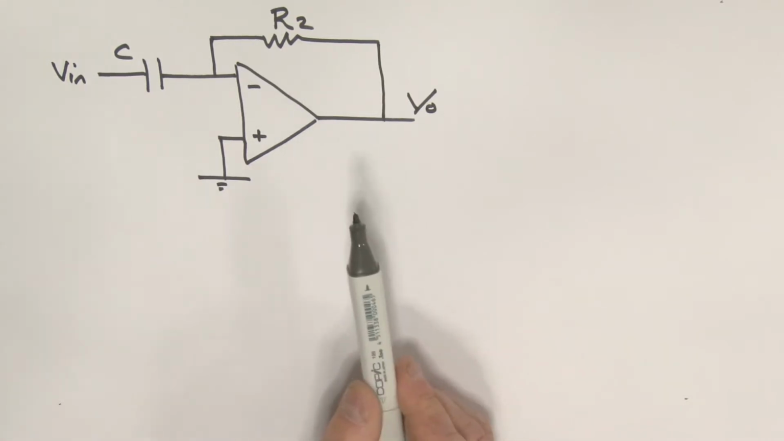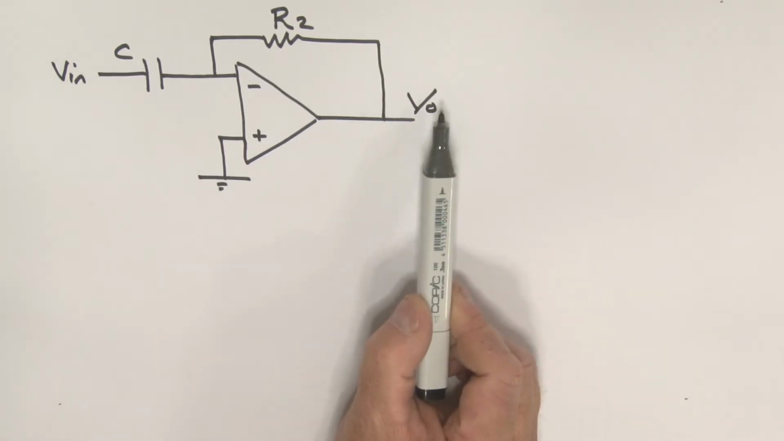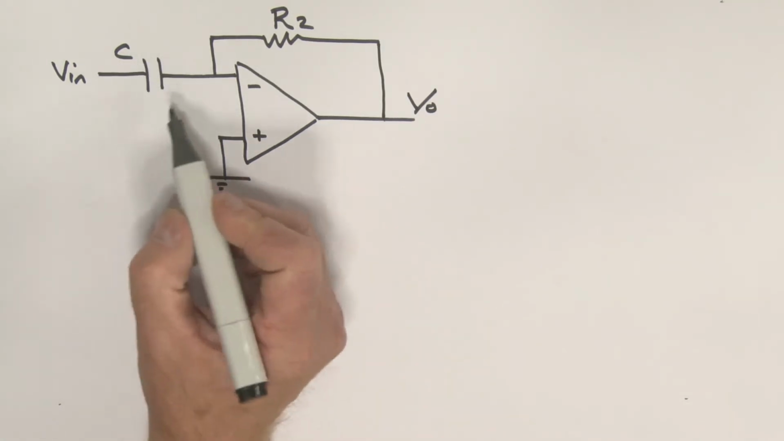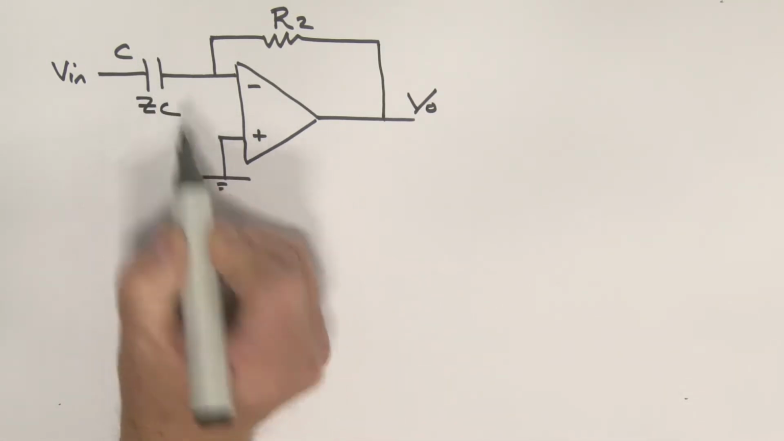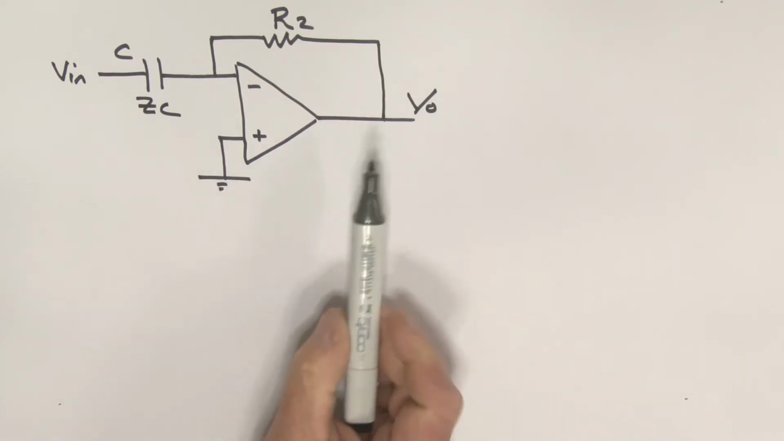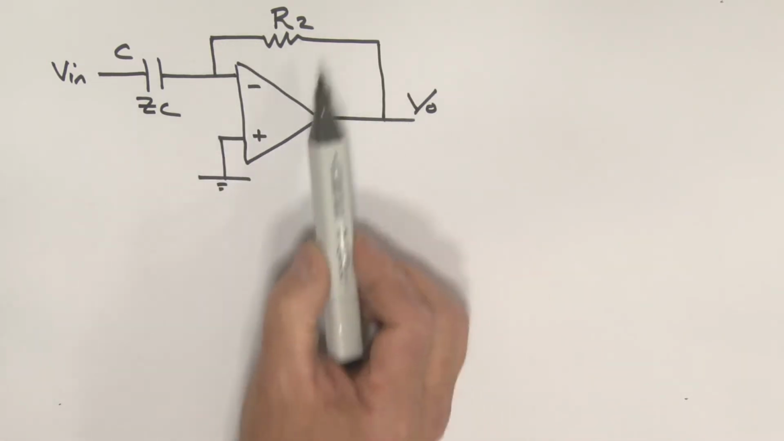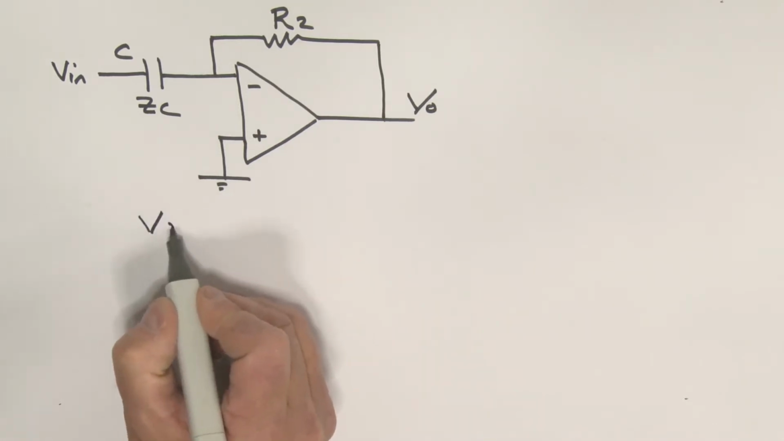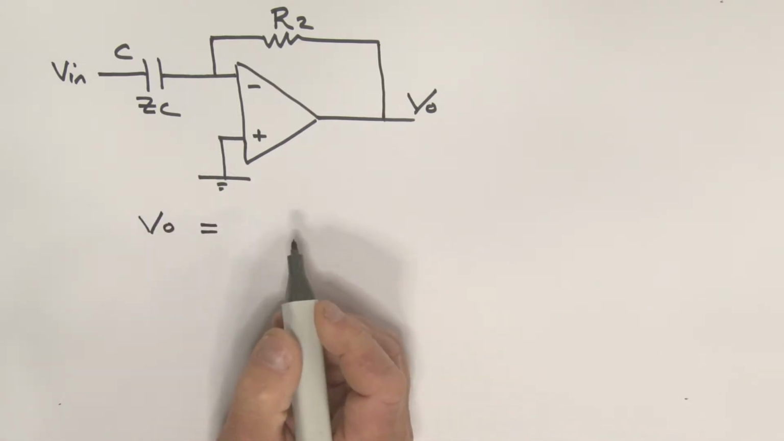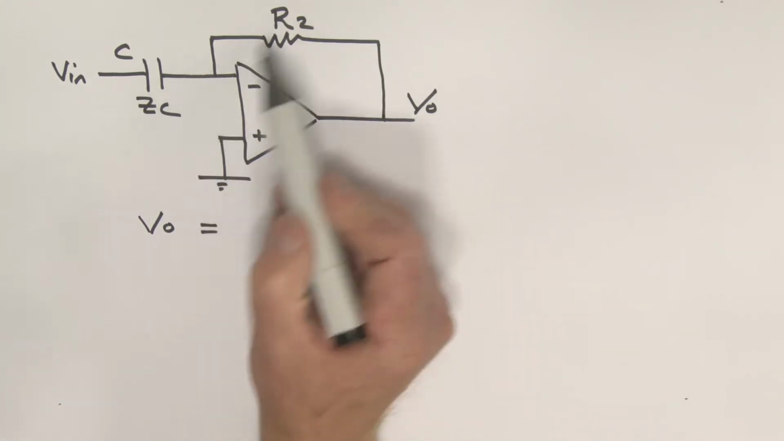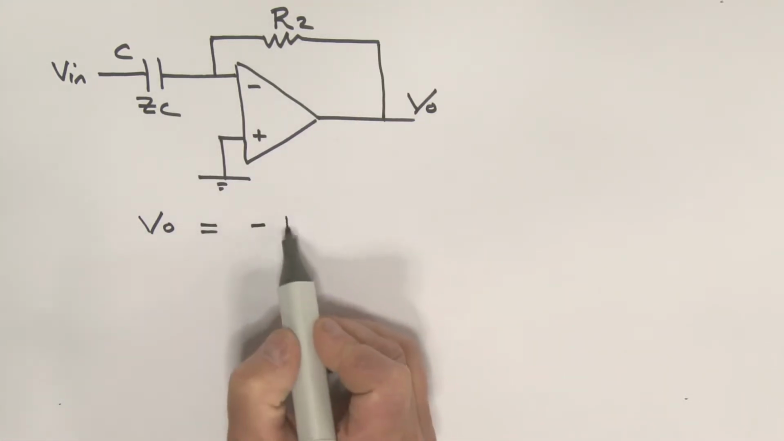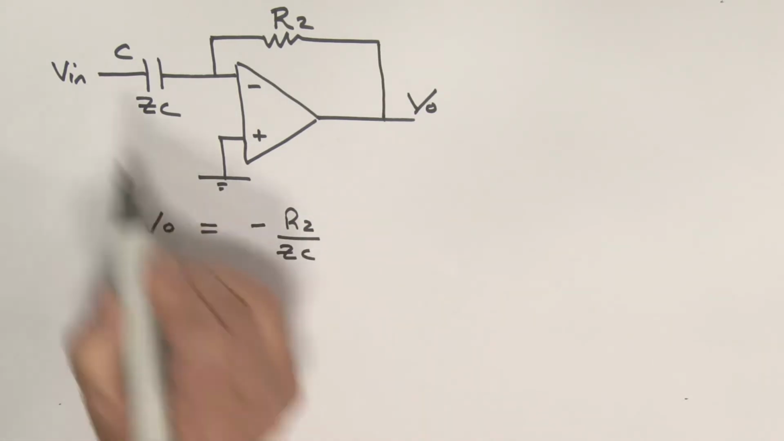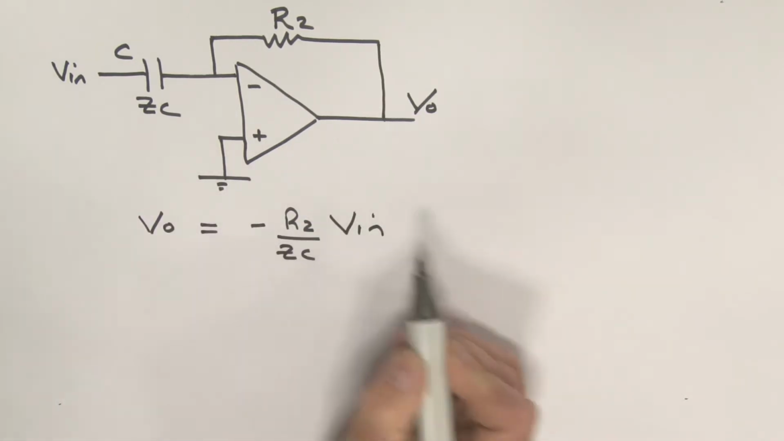Let's look at another way we can determine that output voltage as a function of the input voltage. This time let's call this over here ZC. Now, this is an inverting amplifier configuration here, and so we can say that output voltage VO is simply equal to the gain, so there's a minus sign here, that would be R2 over ZC multiplied by that input voltage.